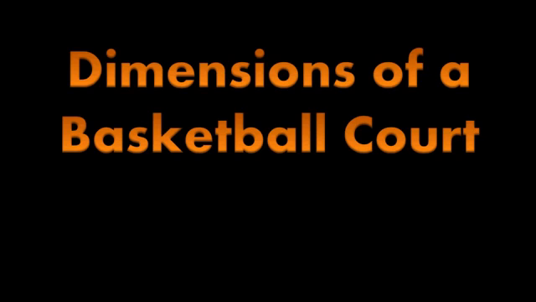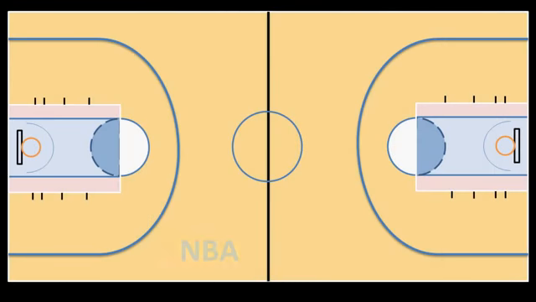And for this video, we'll be looking at an NBA court. The NBA, if you don't know, is the National Basketball Association, which is the highest level of play in the United States, if probably not the world. There are a few differences for college, high school, or international courts, so some lines might differ by a few feet, but generally the layout will be the same. For dimensions specific to your level of play, there's a link in the description that has them all.